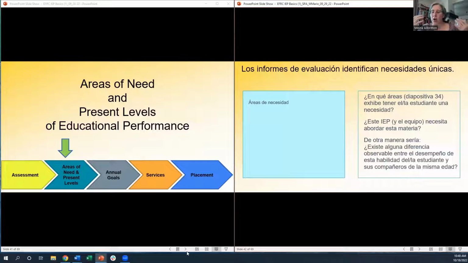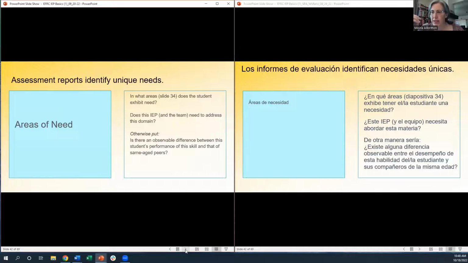We're going to look at which of those did the student need to work on? Where are areas of improvement? Does the IEP and this team need to address that domain? And another way you could look at it as a family member is, is there an observable difference between the way the student performs a skill and that of their same-aged peer? So sometimes we look at discrepancy. Those are all ways that we're defining this is a need.